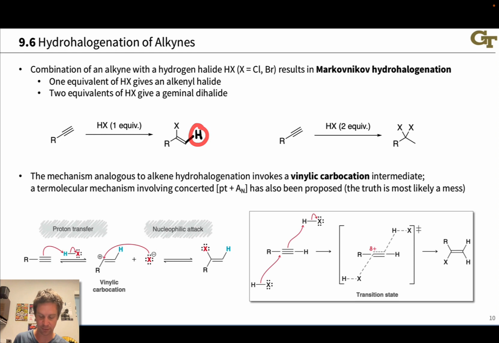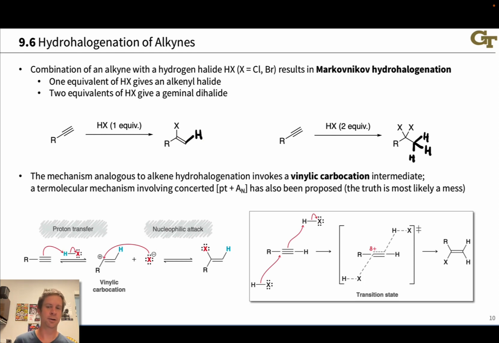So we have H connected to the less substituted carbon and X connected to the more substituted carbon if we use one equivalent. If we use two equivalents, well, we get two X's added to the alkyne in a Markovnikov fashion, so that X ends up linked to the more substituted carbon, and we end up with two new H's linked to the less substituted carbon. In the case of a terminal alkyne, this is going to give a methyl group on the end and a geminal or 1,1 dihalide, kind of the opposite of the elimination process that we've seen previously.